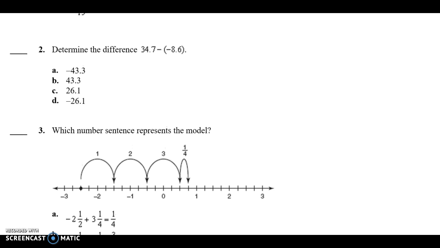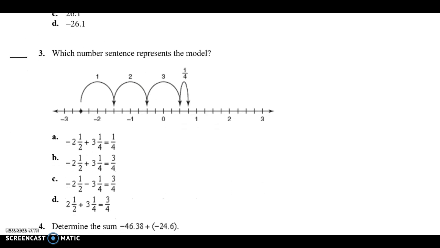Number 2. Determine the difference 34 7/10 minus negative 8 6/10. A. Negative 43 3/10. B. 43 3/10. C. 26 1/10. D. Negative 26 1/10.